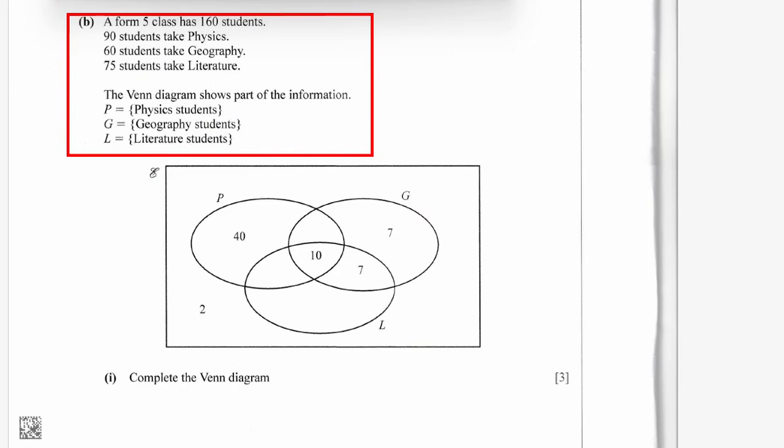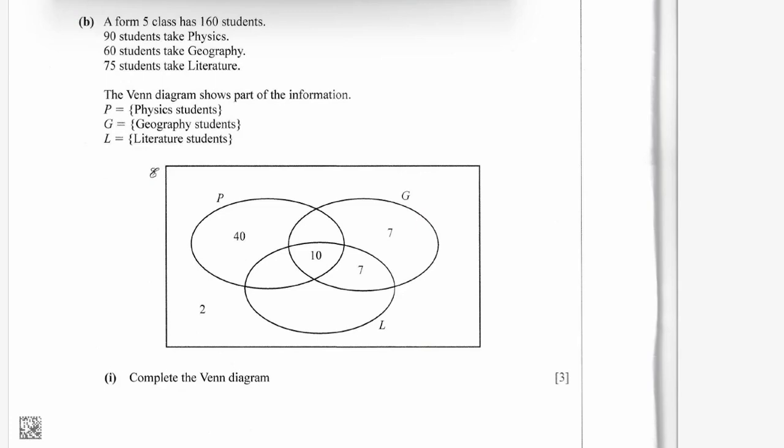Then the Venn diagram shows part of the information that you need to complete it. If you see a question like this, just know you are needed to calculate the unknown numbers. In this case, you have 3 marks, and you know maybe there are 3 numbers you need to put in there, but how do you find those numbers?